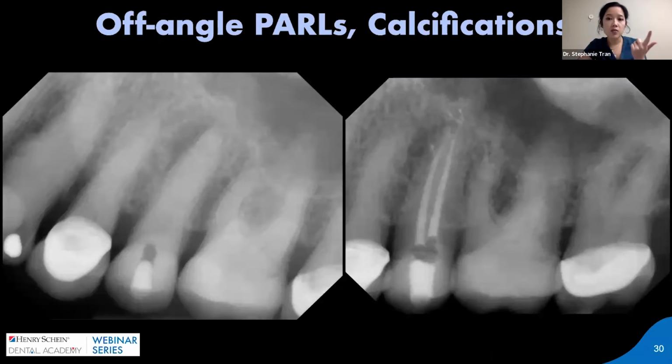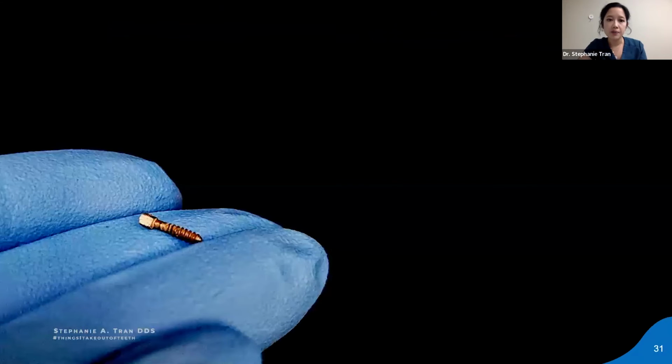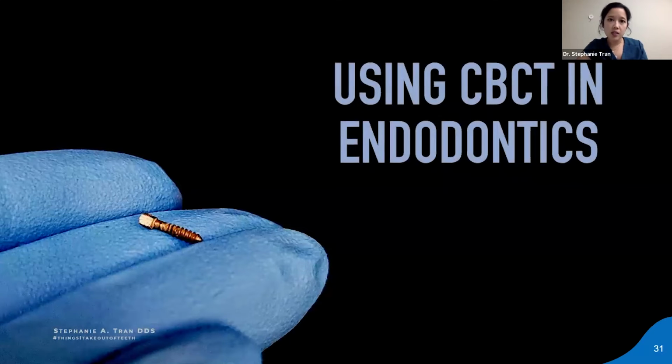A lot of times we're looking for calcifications at the orifice level because we know that teeth will often calcify from the orifice level to the apex, so from top to bottom. And it will tell us if there are certain curvatures or certain areas of calcification we need to be aware of. What about using CBCT for the interpretation then?